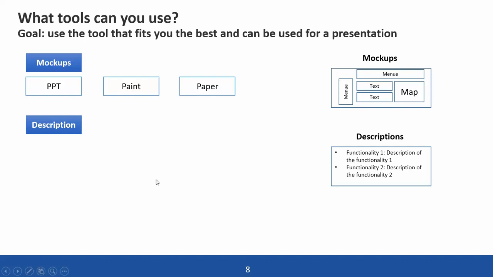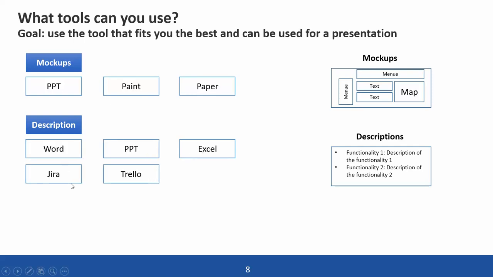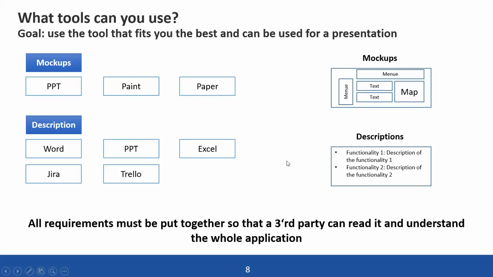And you also want a description, and this can be in Word, PowerPoint, Excel, Trello, Jira. It's not important in which, but describe in words what the functionality is for, what you can do with it, what is needed, and how to use it. And the most important thing is that all requirements must have both together in one document. It's really important that you have the mockup and the description together. If somebody is reading, it's not good to have first the mockups and then later the description. The people will get lost. So keep mockups and description together, so that a third party can read it and understand the whole application. It's really, really important.